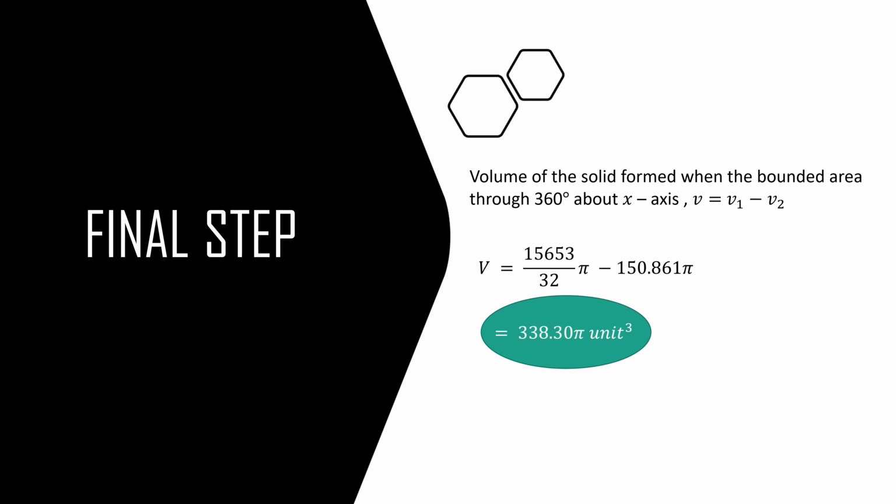So since we got our V1 and V2, we can substitute it into the formula, which is V equals 15653 pi minus 150.861 pi. So our final answer is 338.30 pi unit cube. This is the answer for question B.